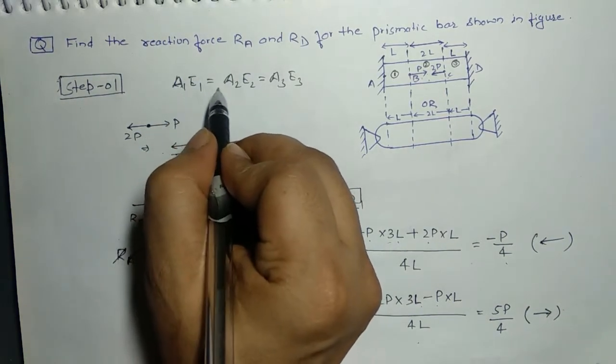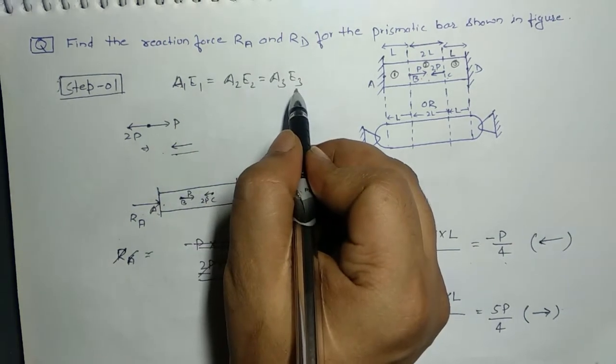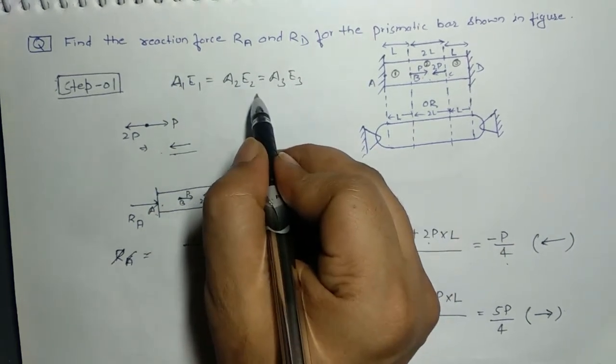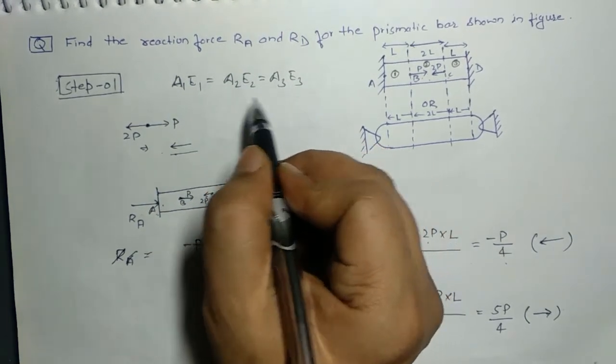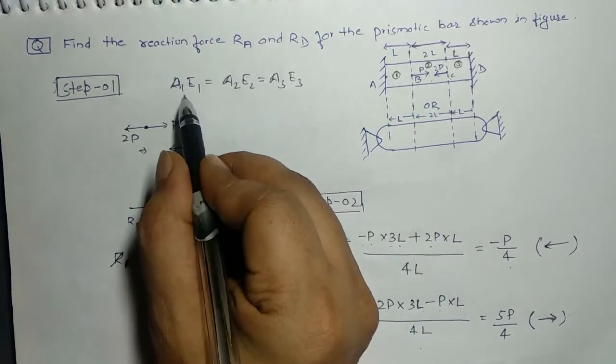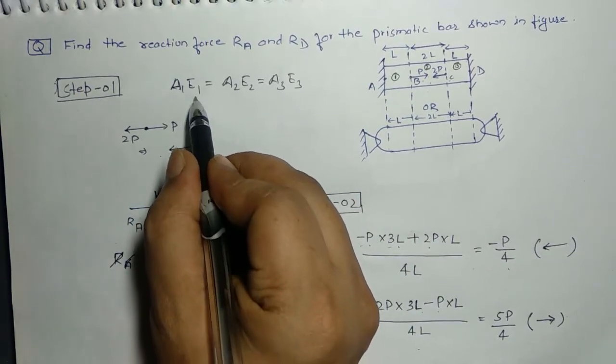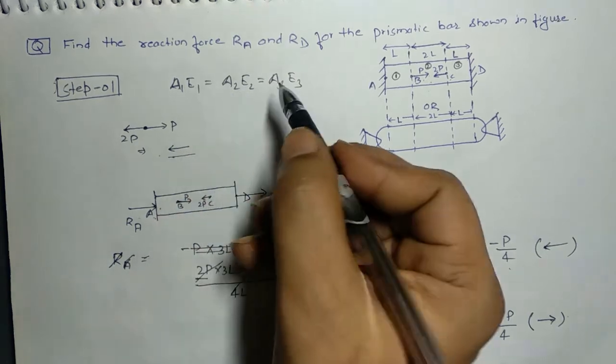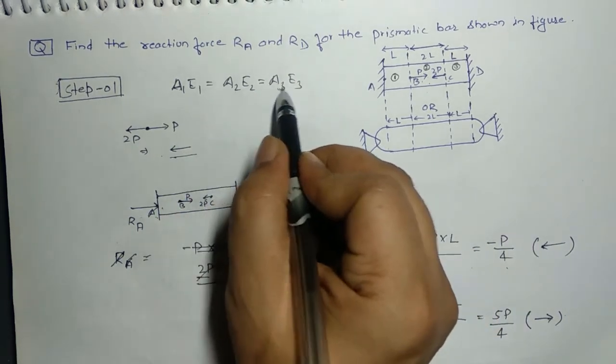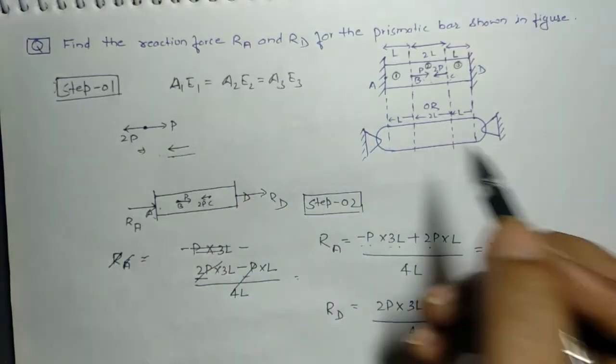A1 E1 equals A2 E2 equals A3 E3, that is, the axial rigidity of each section should be the same. A1 is the cross section area of section 1 and E1 is the modulus of elasticity of section 1, and similarly A2 E2, A3 E3.